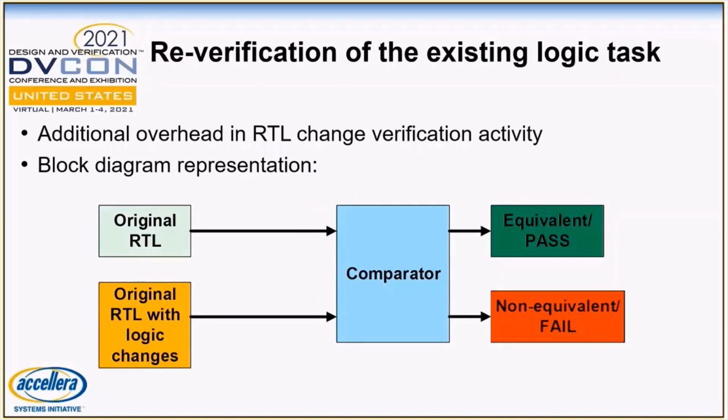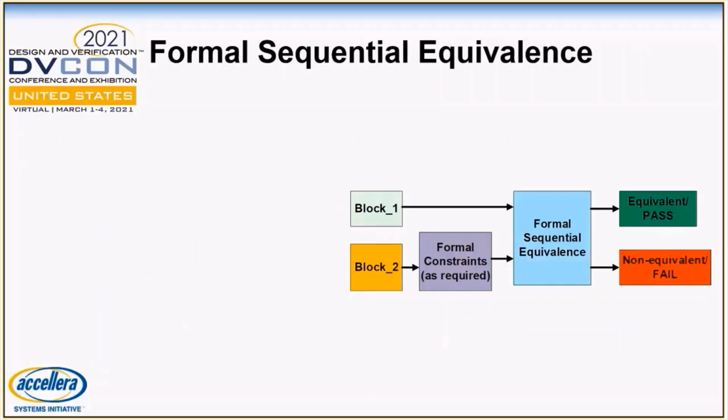As we saw in the previous slide, the task of re-verification of the existing logic can be too time consuming in the RTL change verification activity. If I represent this task in a block diagram, then it would look like what is shown in the figure. And the goal would be to feed the original RTL and the RTL with logic changes to a comparator that can identify if both RTLs are equivalent or not. Now, with this in mind, let's move on to the last FV technique, which is formal sequential equivalence.